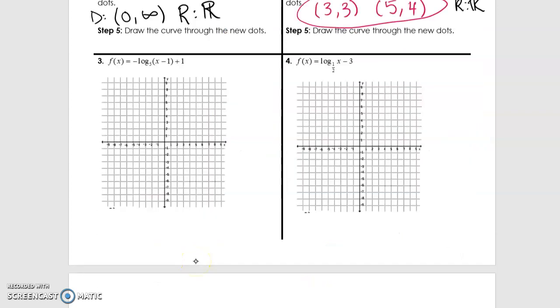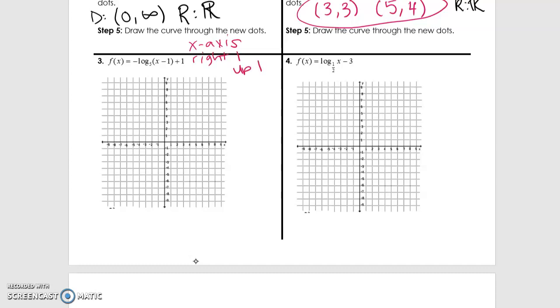So now we're going to go ahead and practice some functions on our own with graphing them. So the first thing I'd like us to do would be to write out the transformations. So right here, the negative in front, that means we have an x-axis reflection. We're going to go to the right 1, and we're going to go up 1.